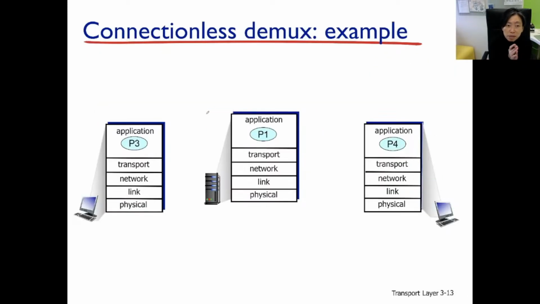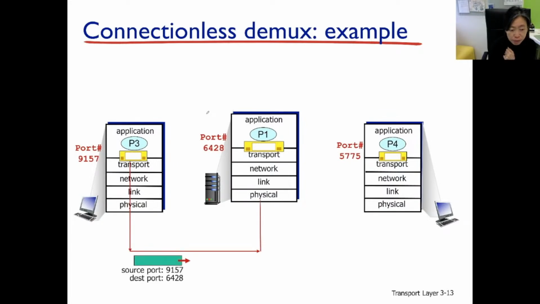So here's an example of connectionless demux. Port 9157 is where P3 is sitting, so that's one of the clients. Port 5775 is where process P4 is sitting, so that's another client. The server in the middle opens up port number 642A, and P1 there is the server process, waiting for requests to come in. We see here a service request message generated from P3 and intended for P1. You will see the source port number being 9157 and the destination port number being the server's port number, 642A.